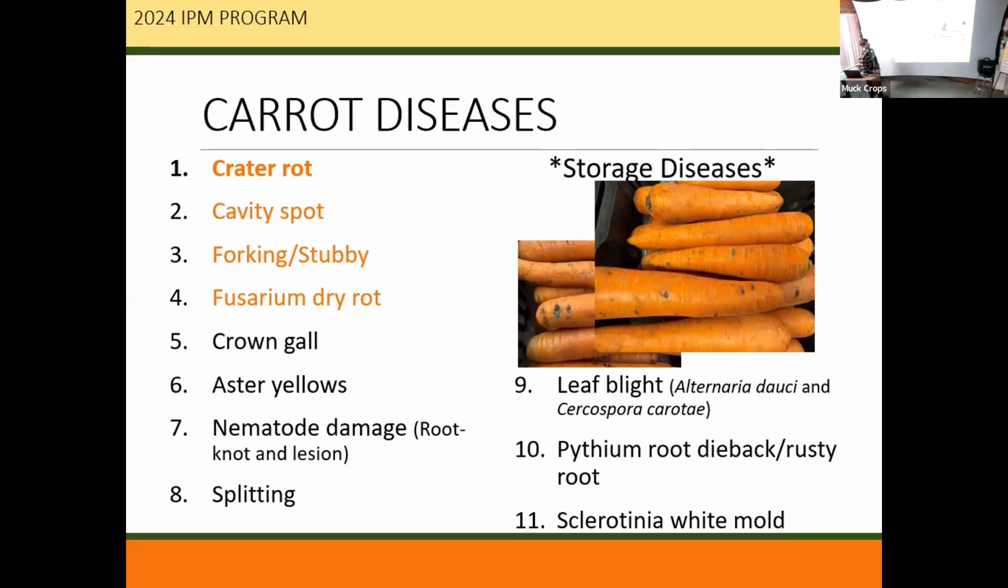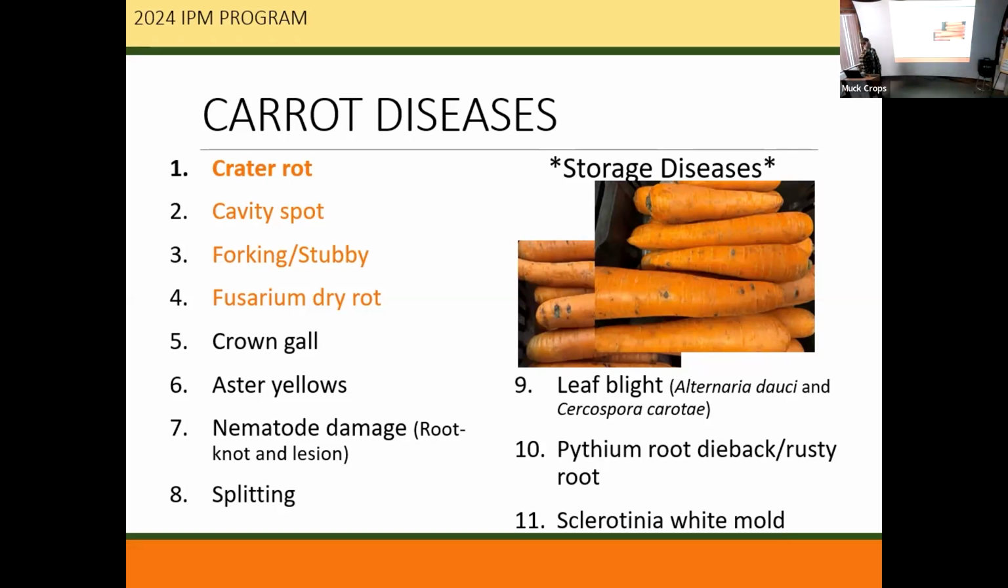Cavity spot was fairly common, but severity was very low. Likely had to do with how dry the fall was. We also had quite a few forking and stubby carrots. This can be caused by a number of things: Pythium, nematodes, some abiotic factors, and there's some Fusarium. And those were the main diseases that we were finding throughout the year. Things like leaf blight were quite low compared to other years. And again, this is probably because of a drier fall.